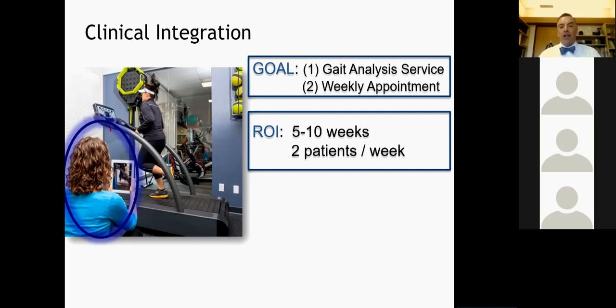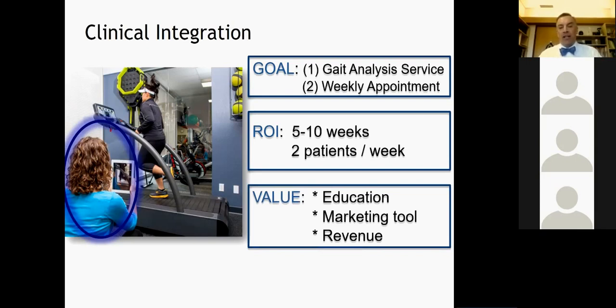And really, the value added on this is you as a clinician are gaining a bit of an education on 3-dimensional gait analysis. More importantly, your patient is being educated about their own mechanics and how that is contributing to their overall injury, whatever that injury might be. It's a marketing tool, without a doubt, in terms of letting people understand that you're using this advanced scientific tool, and it's a revenue source, obviously.